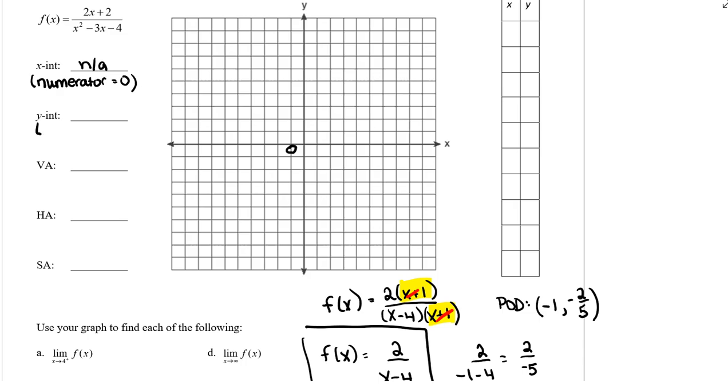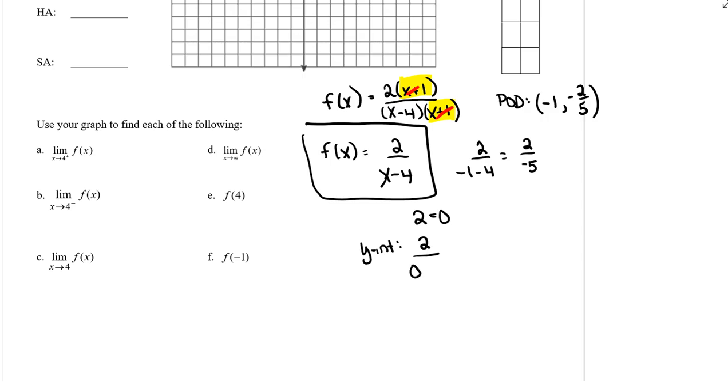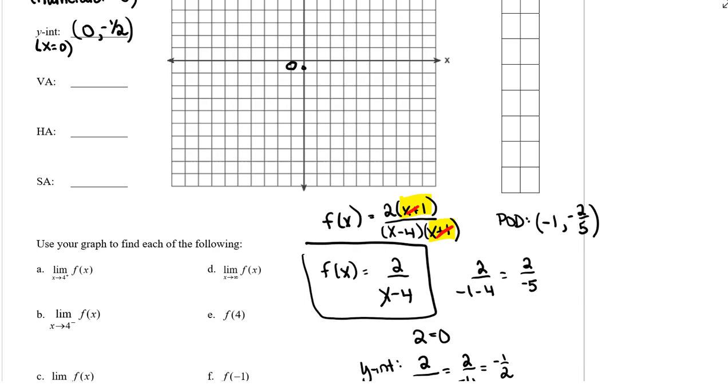My y-intercept, I'm going to find by setting the x value equal to 0. So to find my y-intercept, I would set my x equal to 0. So my y-intercept is at (0, -1/2). I don't care if you find all of these and then graph them, or find and graph them one at a time. Your choice. It really doesn't make a difference. The vertical asymptote we're going to find by setting the denominator equal to 0.